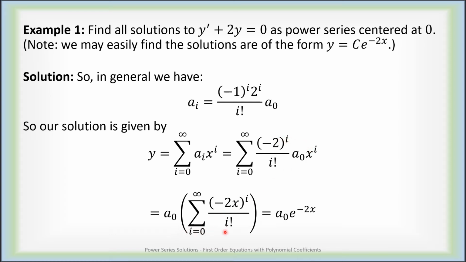And you might recognize this now. You have a sum of some scalar multiple of x to the I over I factorial. That is just e to the whatever that multiple of x was. So this is the Taylor series for e to the minus 2x with this a sub 0 factored out. So we've exactly found what we wanted, that the solution y is in fact equal to some constant, a sub 0, times e to the minus 2x. But we found the solution now through power series.